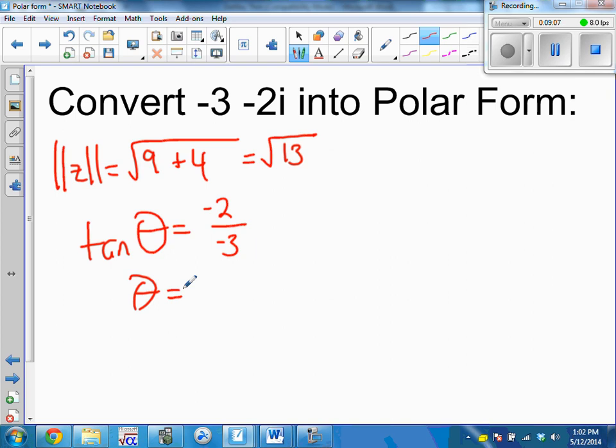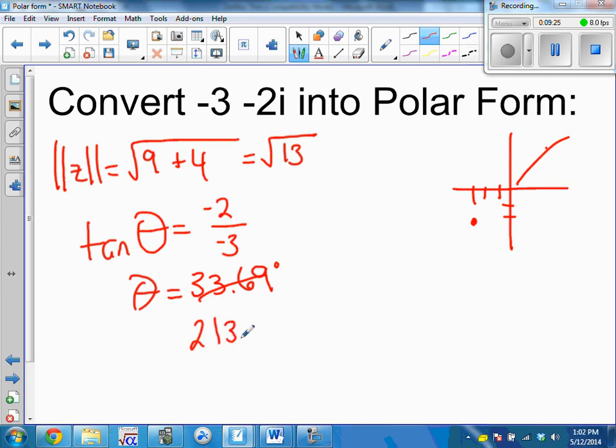33.69. However, if I think about where this point is, it's over 3, down 2. So I don't get 33.69, that's in my first quadrant, that's up here. I need to add 180 to it to get 213.69. So in polar form, it's the square root of 13 times cosine of 213.7 plus i sine of 213.7.